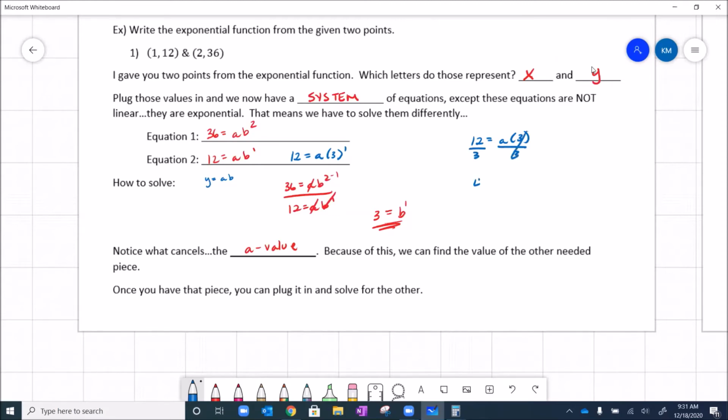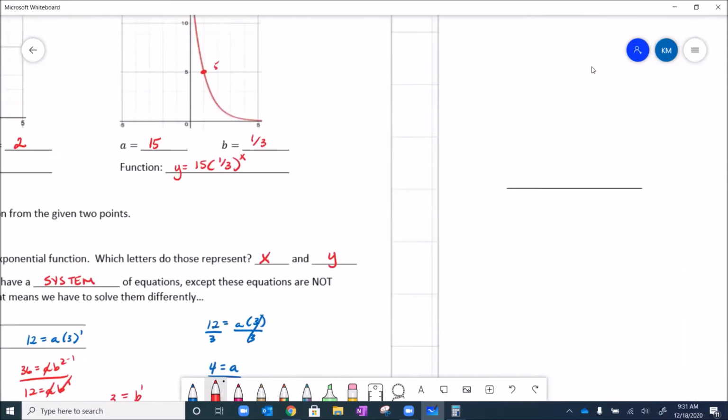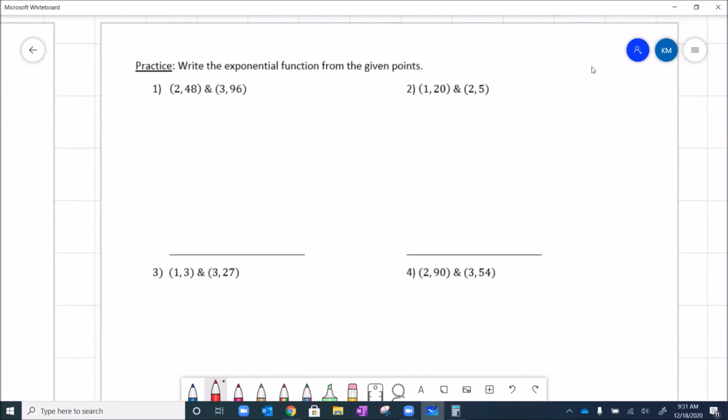And I get 4 equals a, or a is 4. And so now I have my starting value of 4, my growth factor as 3. And I can write my equation as y equals 4 times 3 to the x. Okay, let's do that with some more problems here.